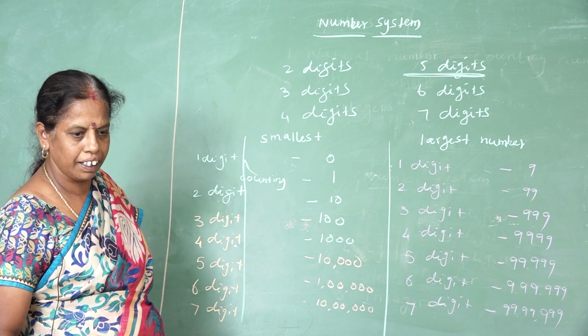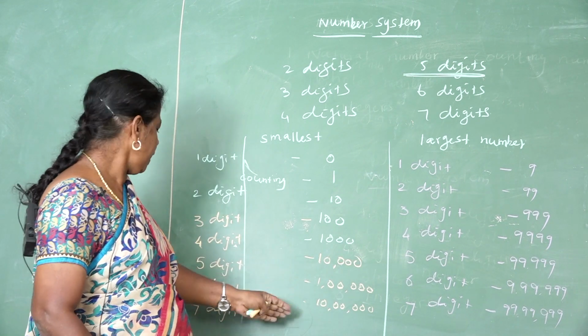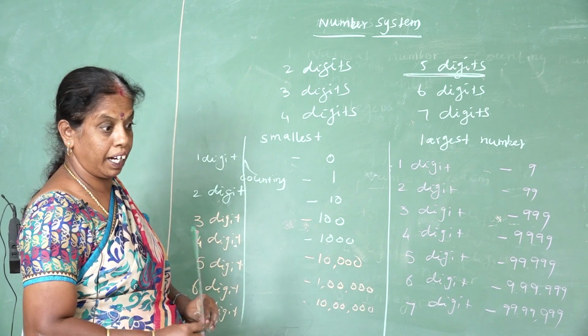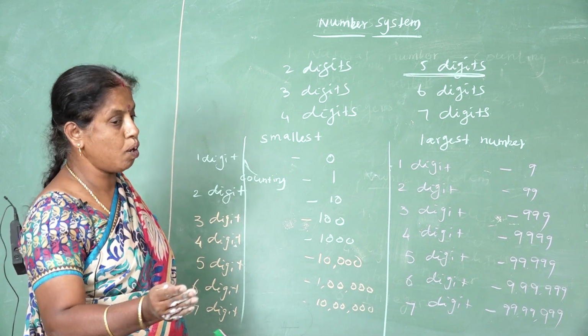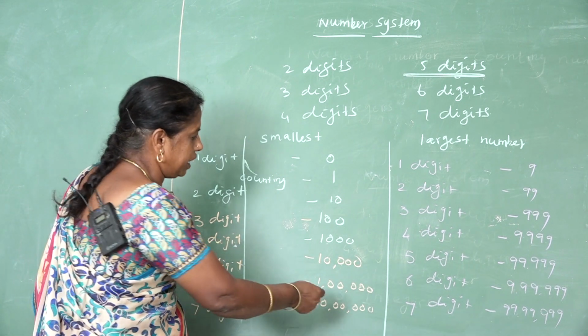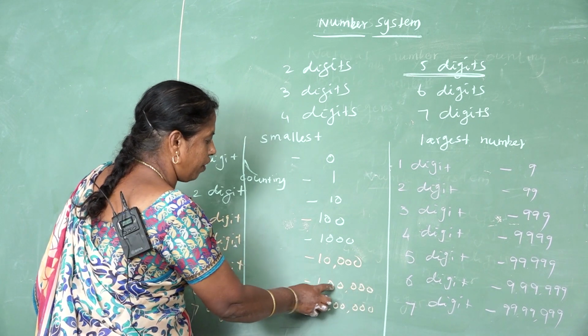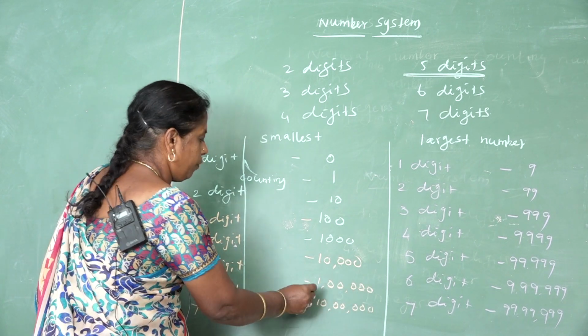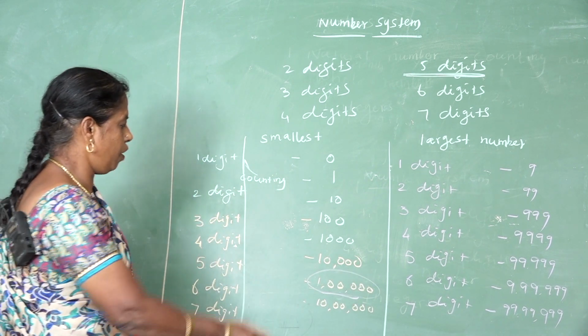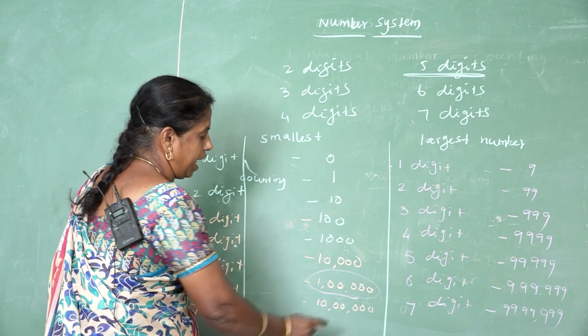Okay. Now, let us see digits. Are you ready? Come on. How many digits are in 1 lakh? Before that, I asked how many zeros. Now, I am asking how many digits. Come on, see here. 1, 2, 3, 4, 5, 6 digits. So 1 lakh has 6 digits.